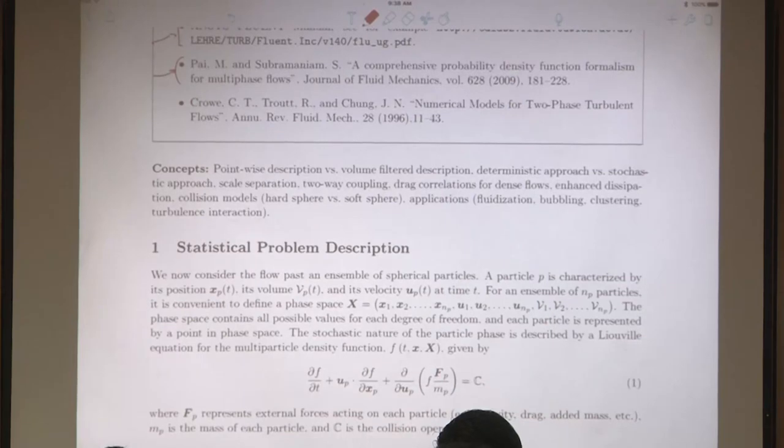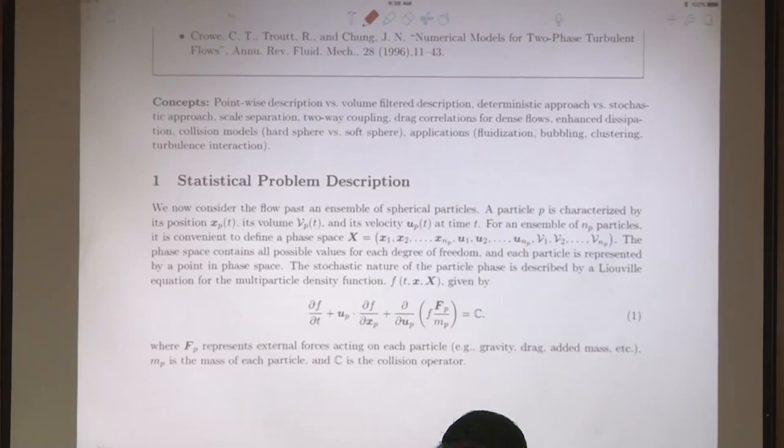Okay, I want to start by connecting to what we left off with yesterday. Yesterday we talked about Euler-Euler methods. With those methods, we essentially decided to start from the Boltzmann equation. We said it is reasonable to try to say something about the probability of finding, at a position x at time t, a particle that has a certain volume vp and a certain velocity up. We wrote an equation for that that boiled down to the Williams-Spray equation, or the Williams-Boltzmann equation, and then we took moments of that and obtained our Euler-Euler model.